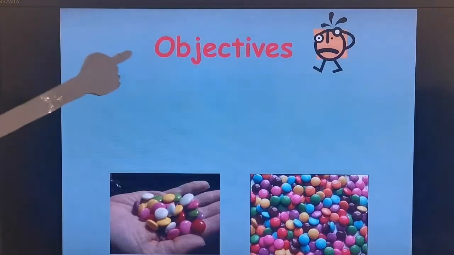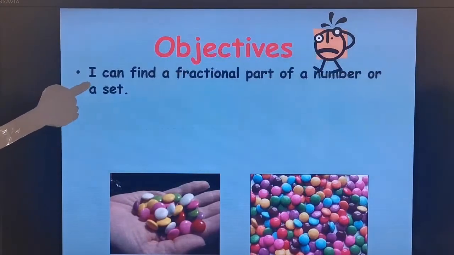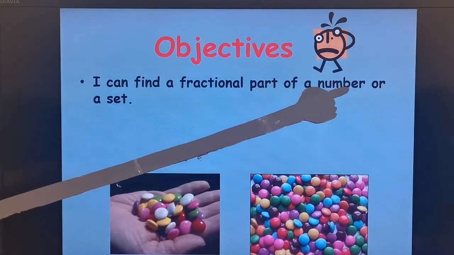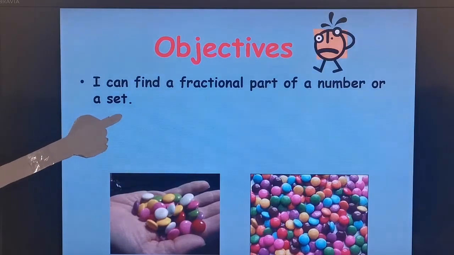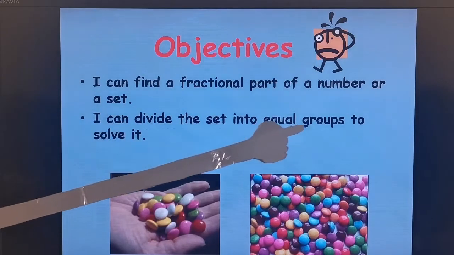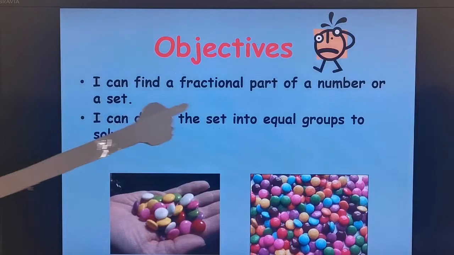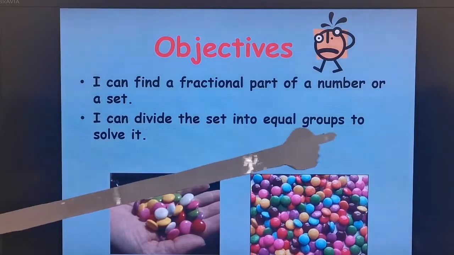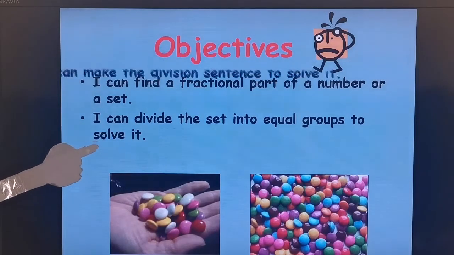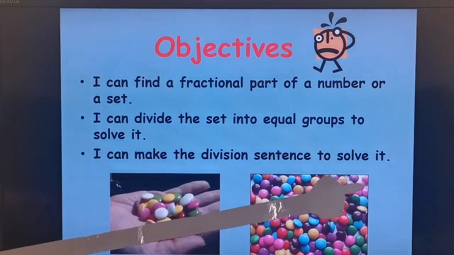First, let's see what our objectives are. What are we going to learn today? You will be able to find a fractional part of a number or a set. I can divide the set into equal groups to solve it. Who remembers, when we divide a number into equal groups, what do we call this? I'm going to ask you again later. I can make the division sentence to solve it.